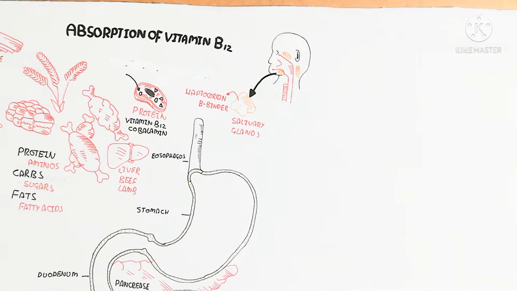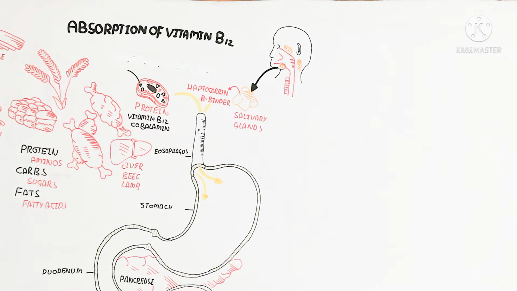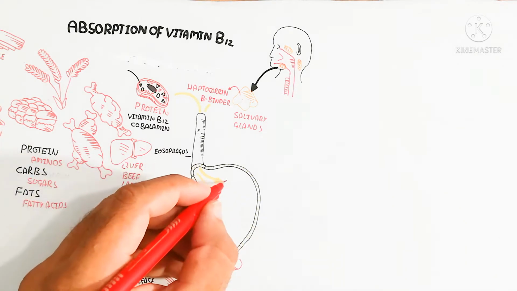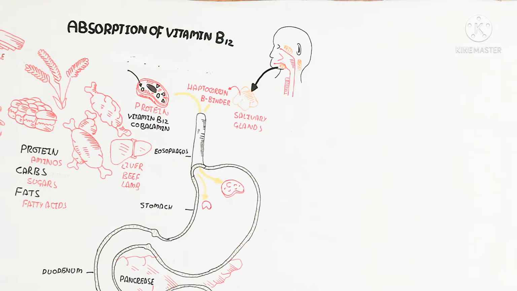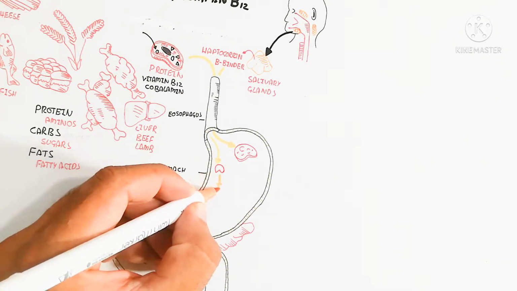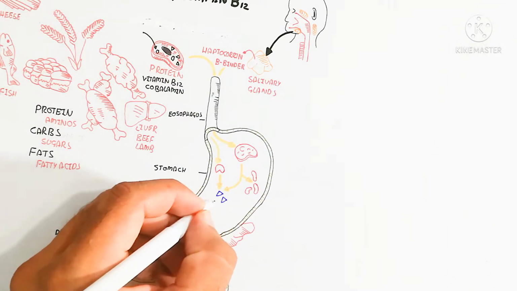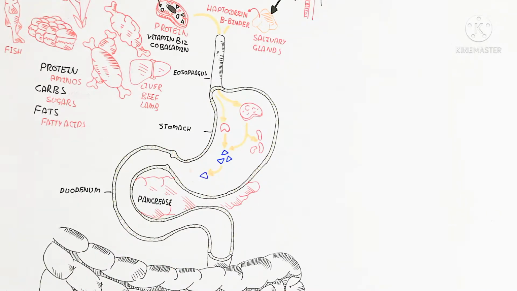After binding with haptocorrin, it moves through the esophagus to the stomach, where it will be digested or bind with the intrinsic factor. The stomach contains parietal cells and chief cells. The parietal cell produces the hydrochloric acid, while the chief cell produces the pepsinogen. So remember that.